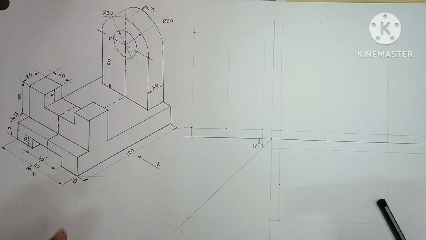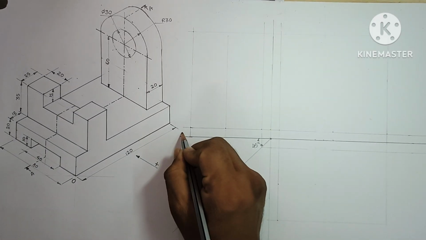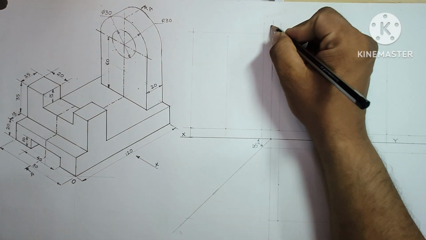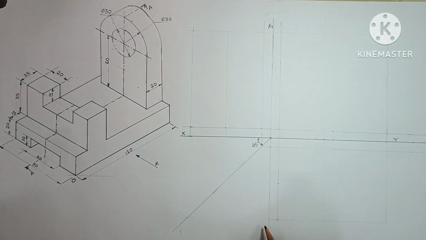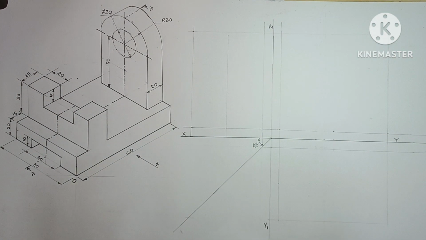First of all, from point O towards the right side, a 120 millimeter distance is given, and from this O point we have to take the 120 millimeter distance. First of all, what have I done? I have marked the XY line. This is X and this is Y, and the X1 Y1 line. First of all, we will draw the XY line and the X1 Y1 line.